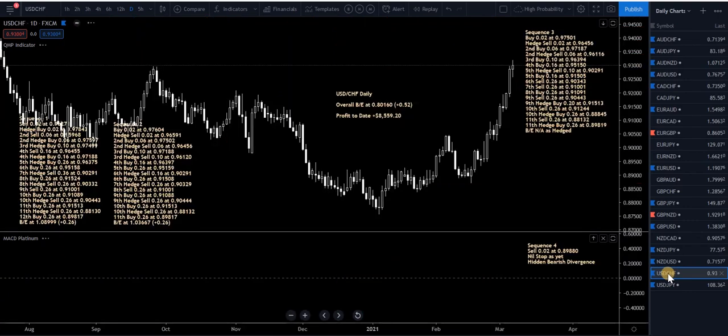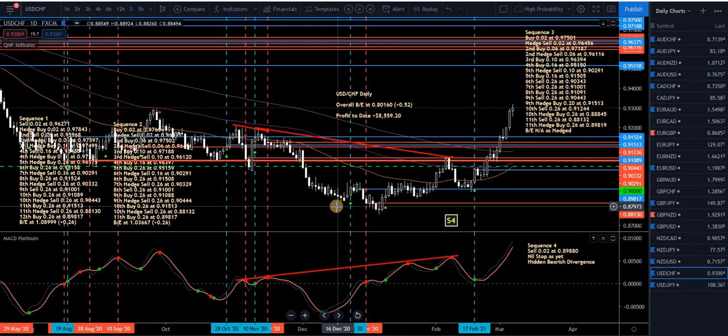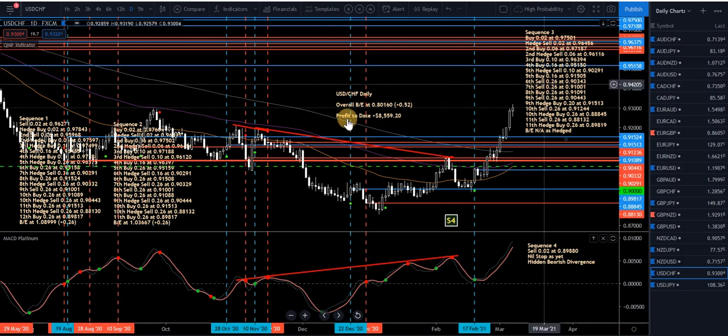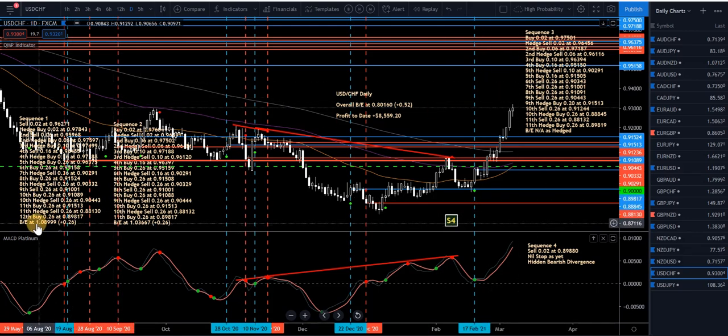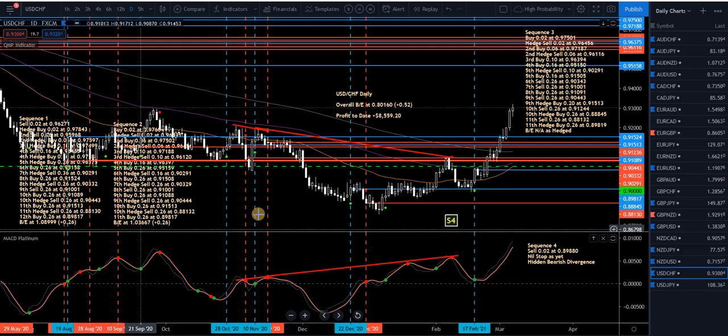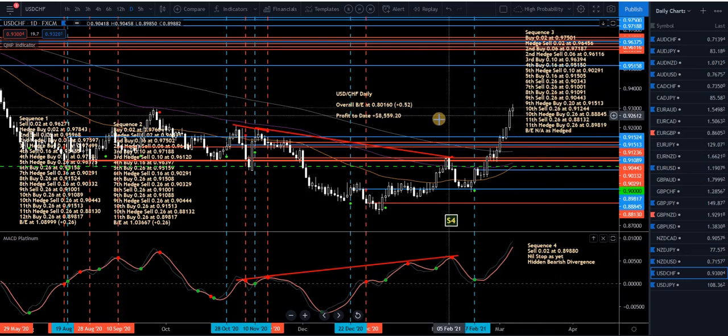USD Swiss Franc. Now, this is a pair that is causing me some grief. It's not going too bad at the moment, which is good. It's started to actually get a bit of movement. I'm in 1, 2, 3 old sequences. So the good thing is this, you can see my break even is positive there, break even is positive there, and the break even not applicable is hedge. So I've made some good profit, 8,559.